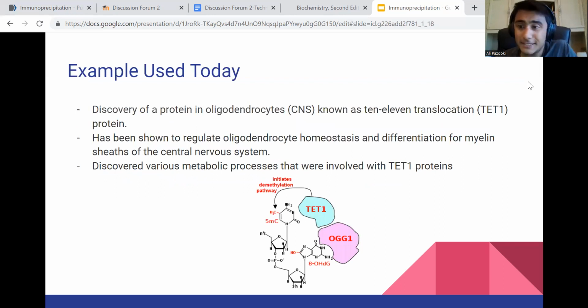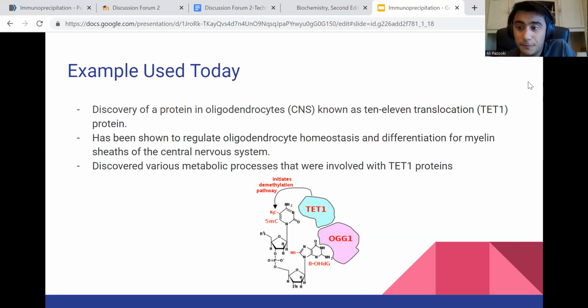Now, a prime example used today is a discovery that was investigated in the year 2020, and it discovered a protein called ten-eleven translocation 1, or TET1 protein. I didn't know about this until now, but it is a protein within the oligodendrocytes of our body. Oligodendrocytes are important factors for the myelin sheath within the central nervous system. That's what oligodendrocytes are used for.